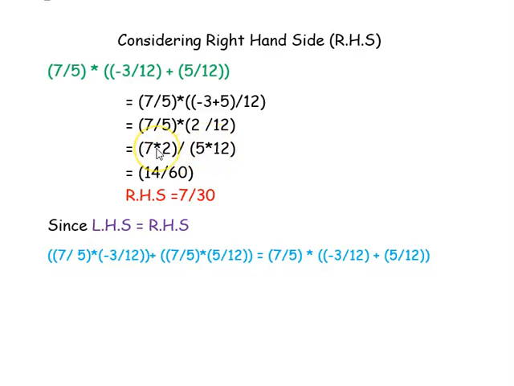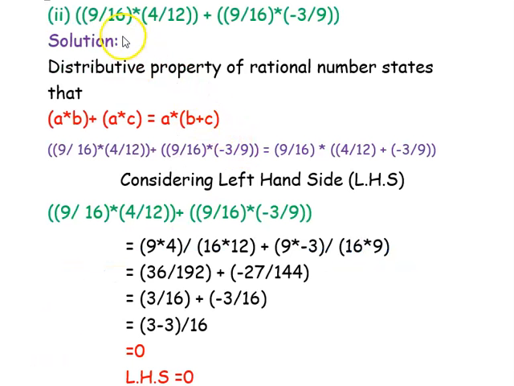Now we multiply the numerator and denominator separately. The numerator is 7 times 2 and the denominator is 5 times 12. So 7 times 2 is 14 and 5 times 12 is 60, so 14 divided by 60. Simplifying, we get the result as 7 divided by 30. So we see that the right hand side is equal to the left hand side. So we have proved the answer with the distributive property. We'll see one more example of the same type.